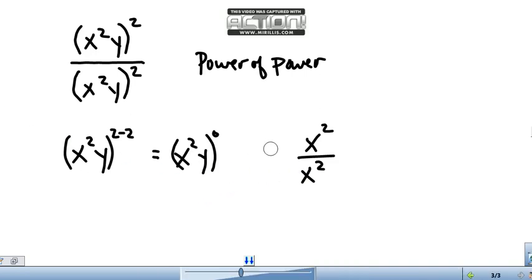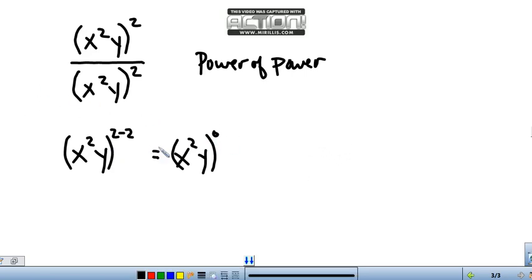Let me go ahead, I'm running out of room here. Let me go ahead and erase this. Okay, our justification for this step was quotient of powers.